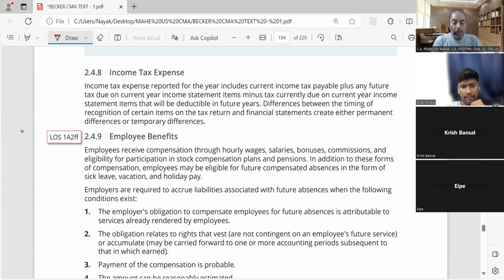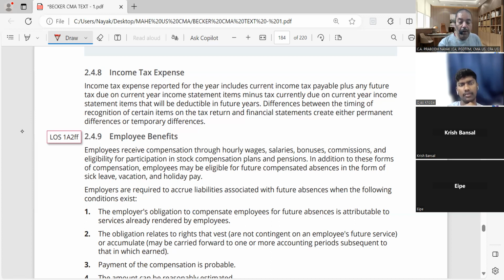The employer's obligation to compensate employees for future absences is attributable to services already rendered by the employees. The obligation relates to rights that vest or accumulate, which may be carried forward to one or more accounting periods subsequent to that in which they were earned. So if you are having something like sick leave which you have not taken in the current year, it depends whether that sick leave can be carried forward to the next year. Suppose we are having 6 days of sick leave and you have taken only 2 of them. So whether the 4 leaves can be carried forward to the next year.